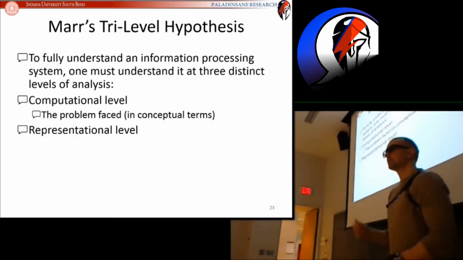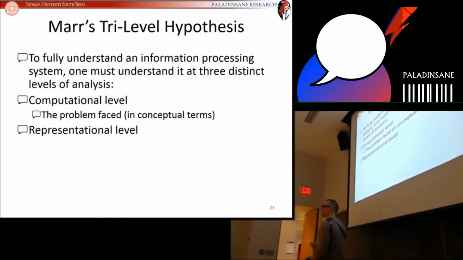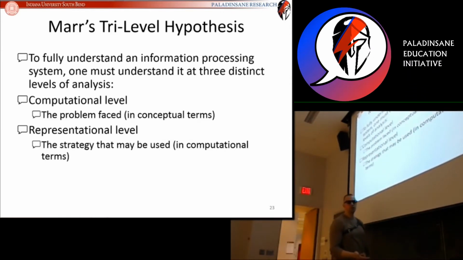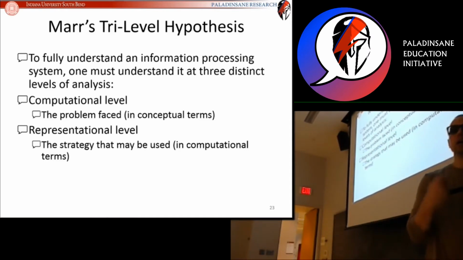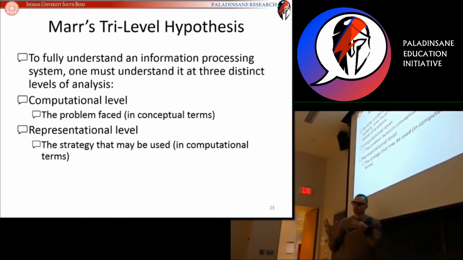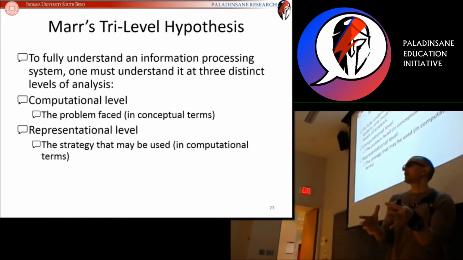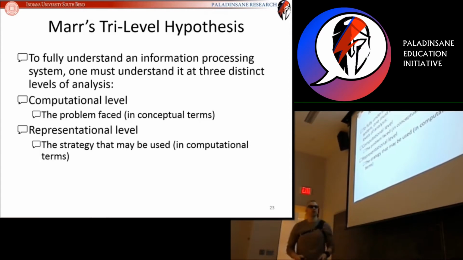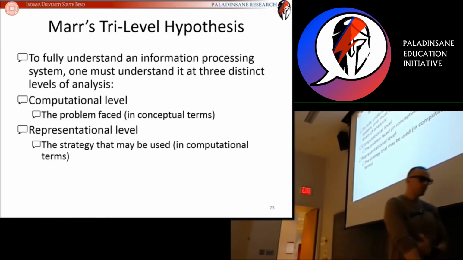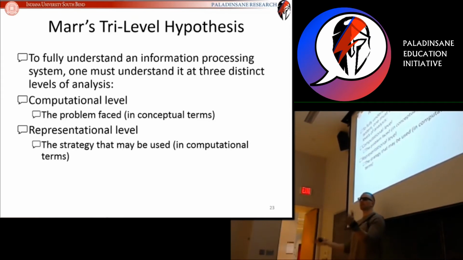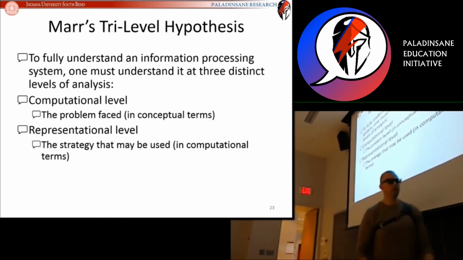Your next level is the representation level. And this is where we're going to camp out this semester. The representational level is the strategies that might be used in computational terms. So the representational level mentions the strategies, the steps, the processes, the representations, the symbols, the formulas, whatever it is that might be used to accomplish this computational level. So for example, one of the things in the computational level is that we can put letters in order, right? We can put letters into alphabetical order.